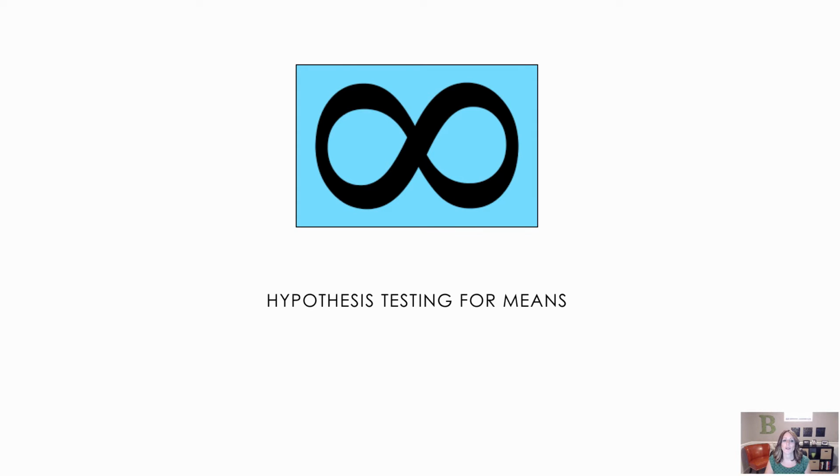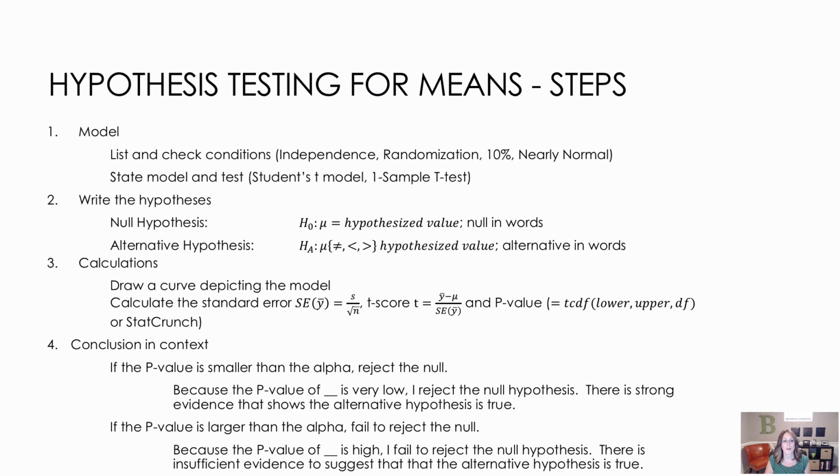So now that we know how to do confidence intervals with means, I want to talk about how to do a hypothesis test for means. And as you can imagine, this is going to be very similar to what we did last week when we dealt with proportions. We're going to check our conditions, and then we're going to state the model, which is of course our Student's t model, and we're going to list our test, which is a one sample t-test. Sometimes that will include an interval.